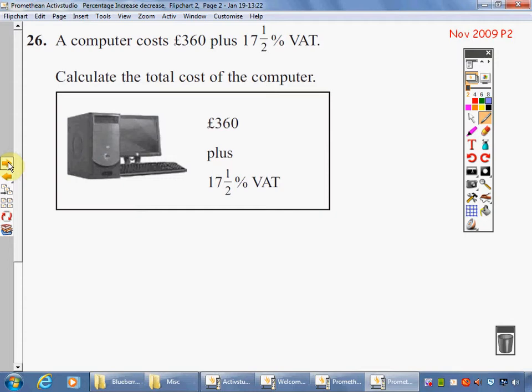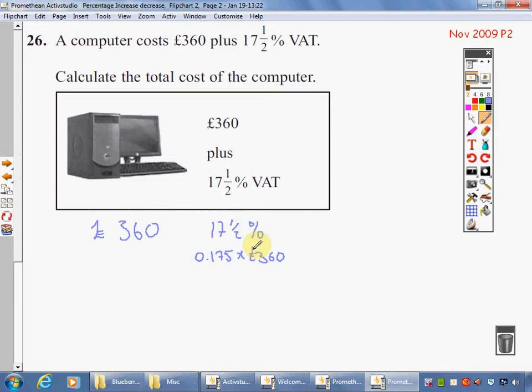Okay, welcome back. So I know that the computer, ancient thing it looks, is £360, and I want to find 17.5% of that. It's a paper 2, so I have my calculator, and I wouldn't mess about here with my 100, 50, 25 and whatever to get it. I would just do 0.175 multiplied by the 360 would have given us what 17.5% is.